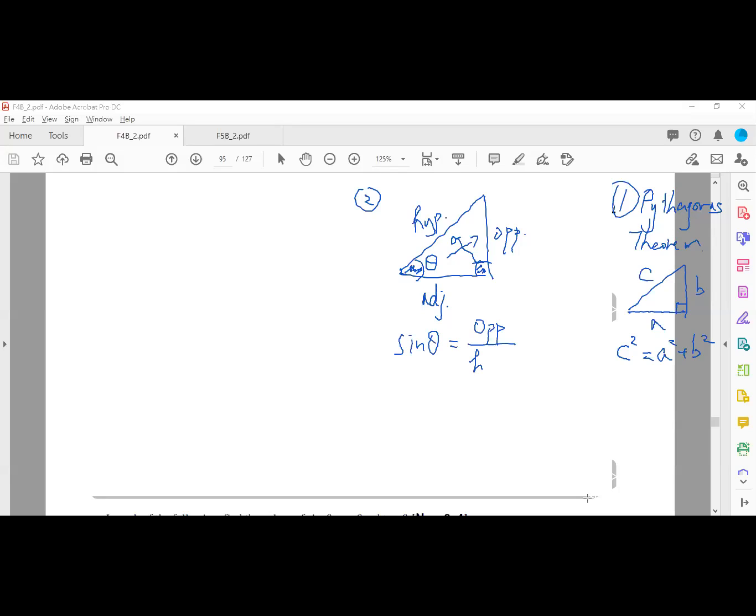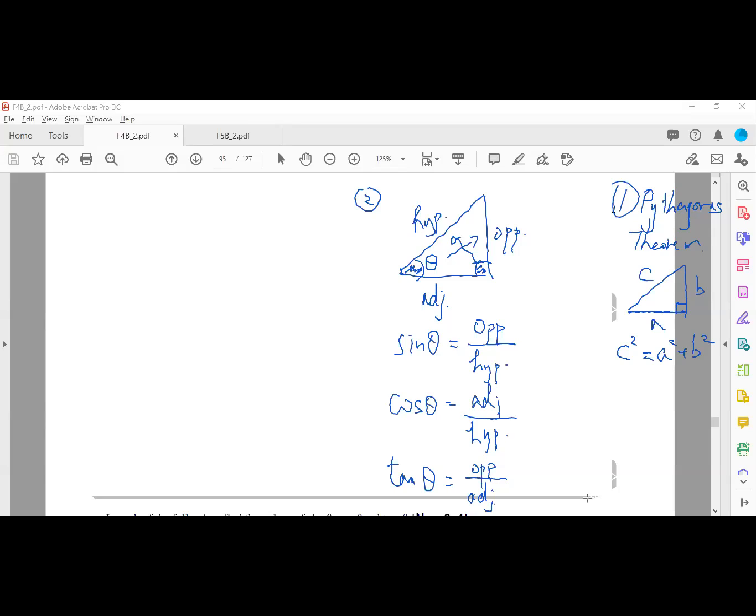Sin theta is equal to opposite side over hypotenuse, 對邊除斜邊. Cosine theta is equal to adjacent side over hypotenuse, 鄰斜. Tangent theta is equal to opposite side over adjacent side, 對鄰.